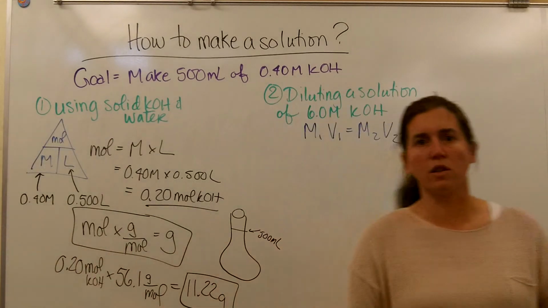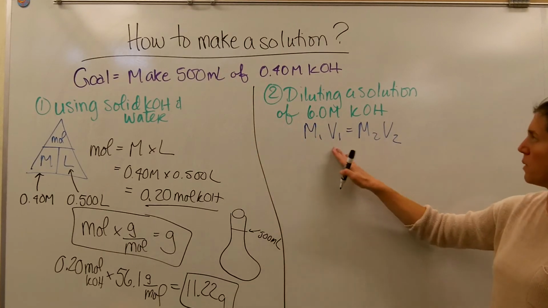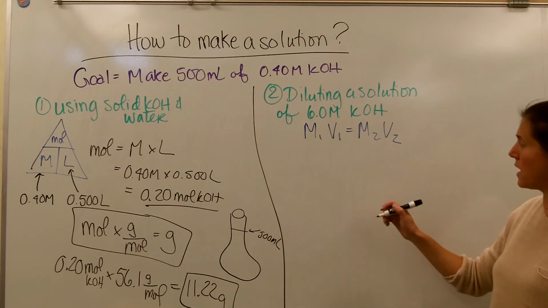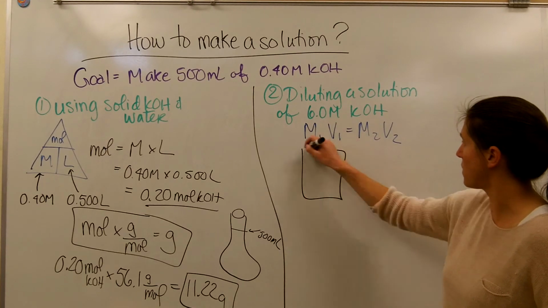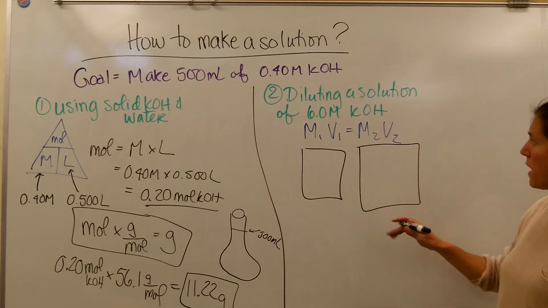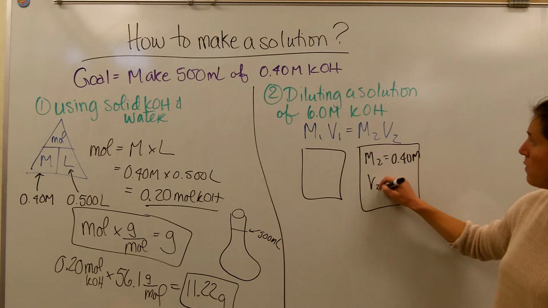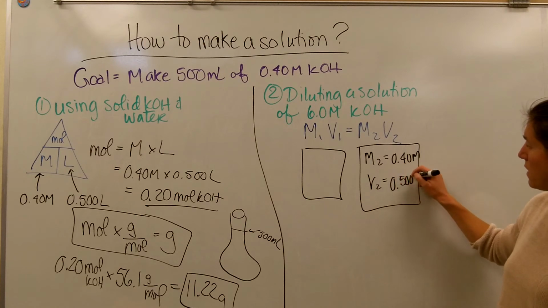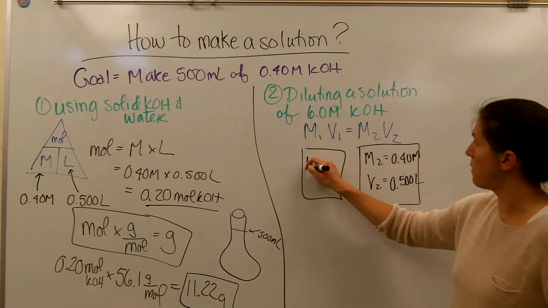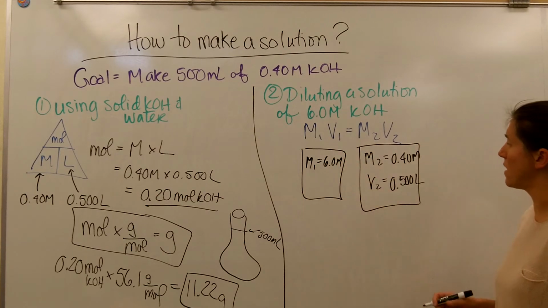Let's talk about diluting. If you want to dilute a solution, you can use this equation, M1V1 equals M2V2. Sometimes I find it helps to draw this out. So M2V2, that's what I want my final thing to be. I want my final molarity to be 0.4. I want my final volume to be 500 milliliters, so 0.5 liters. And I am going to start with an initial concentration of 6 molar.